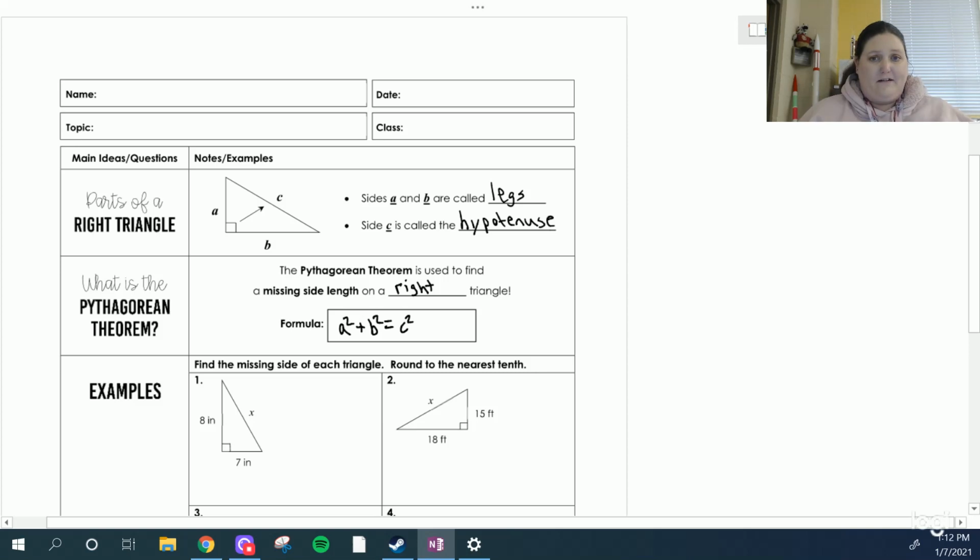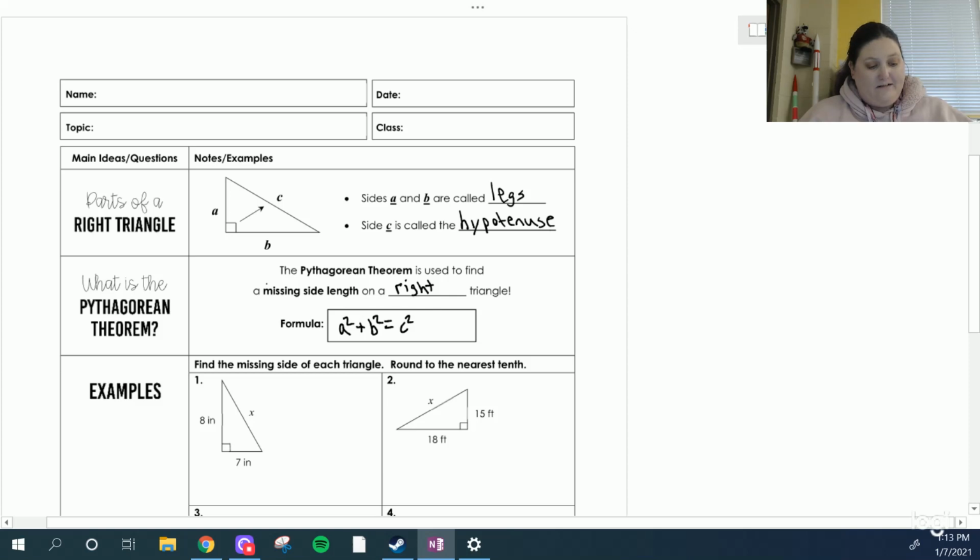Pythagorean Theorem you should be familiar with from middle school. Pythagorean Theorem has to do with right triangles. So the first thing we need to do is talk about parts of a triangle. The two sides here, sides A and B, are called the legs. Side C is called the hypotenuse. And we call them A, B, and C so we can use them in the Pythagorean theorem.